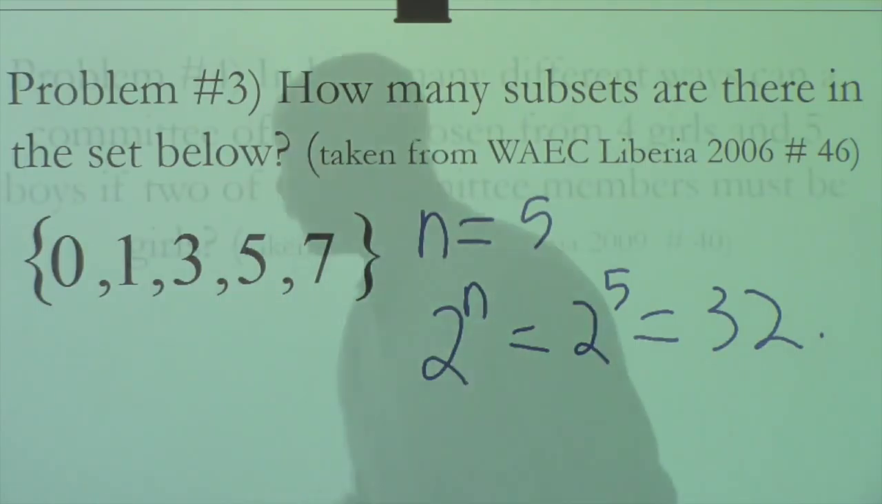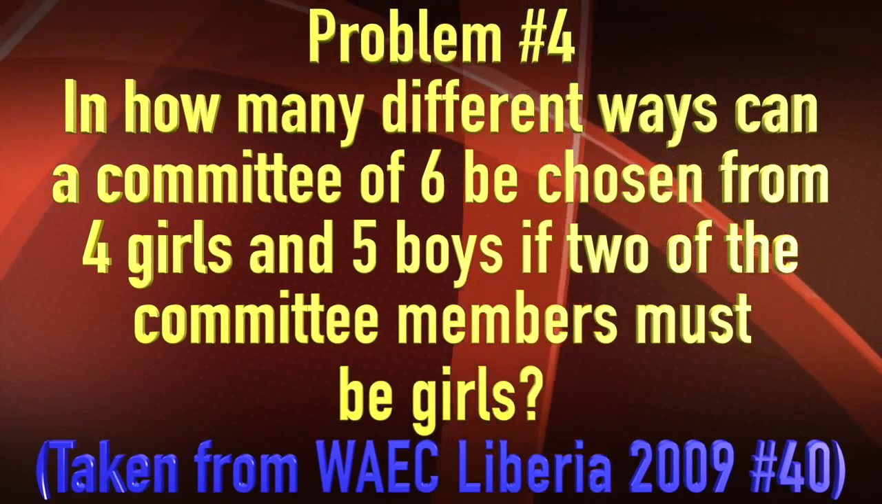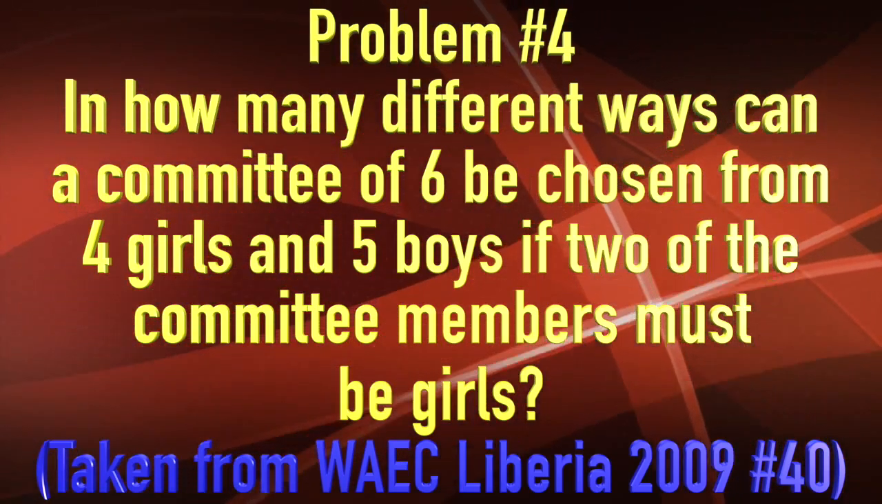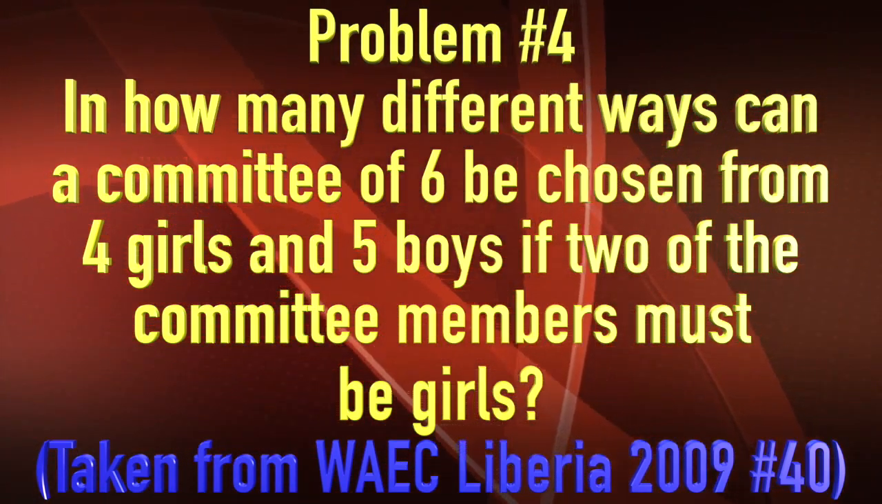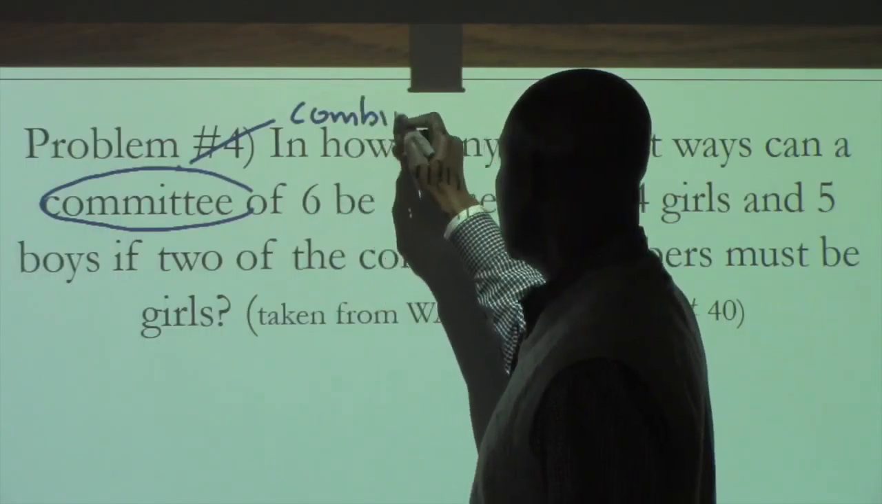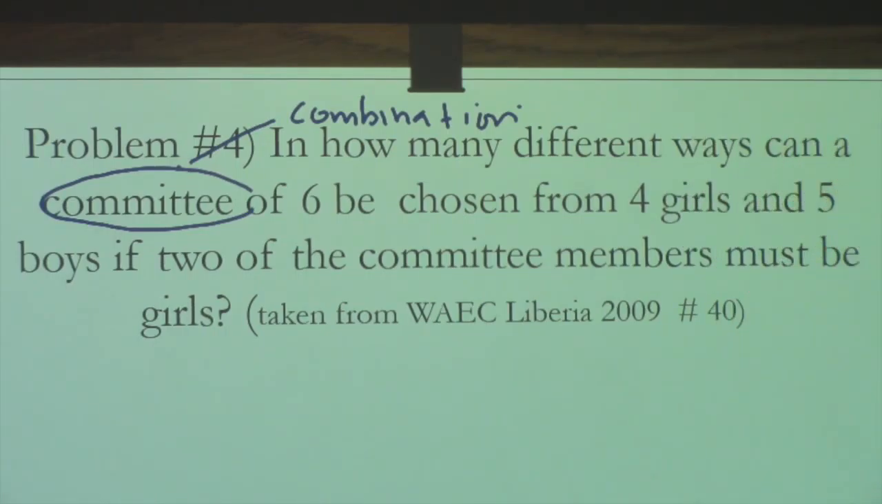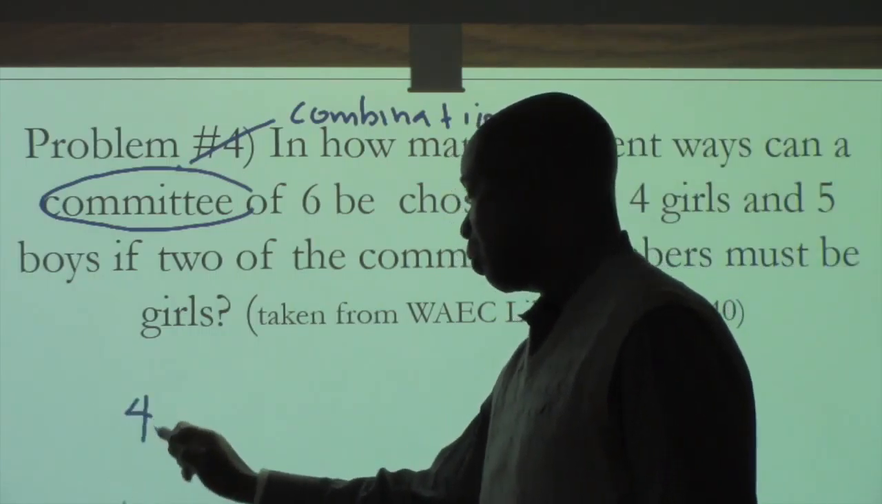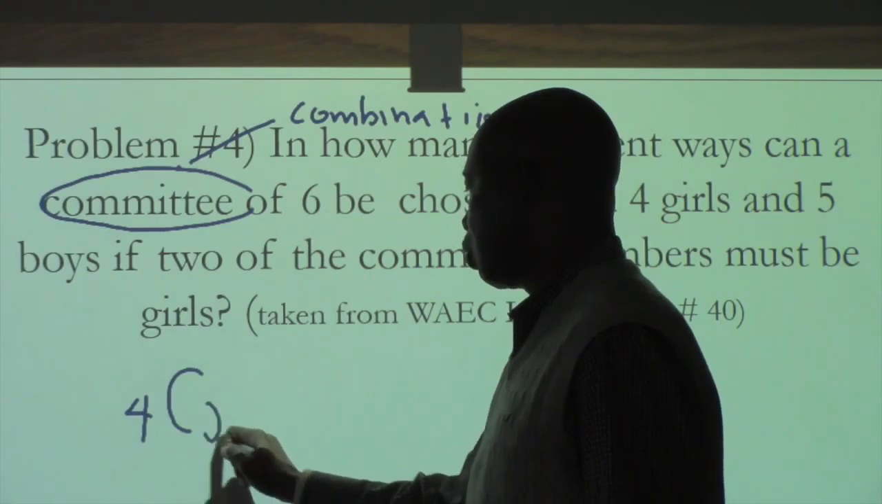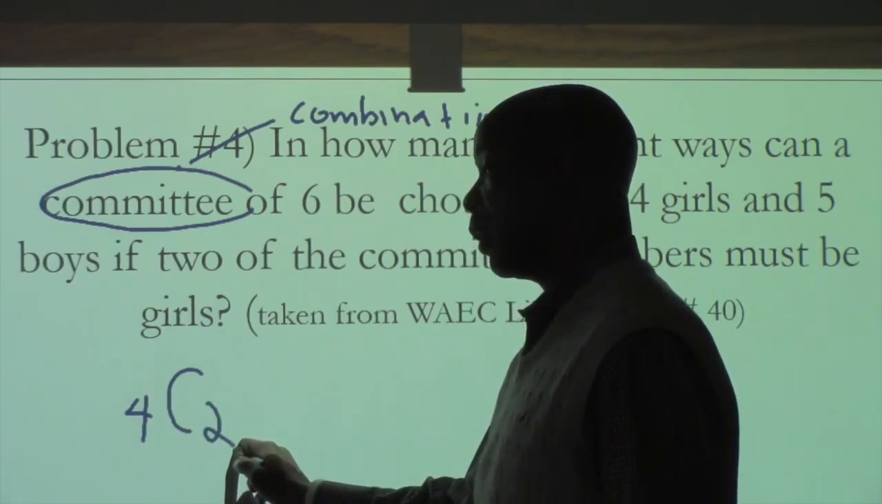So the number of possible subsets here will be what? 32. Okay. So it says here, in how many different ways can a committee of 6? Now, usually when you talk about committee, think about combination, not permutation. Because in a committee, the arrangement is insignificant. So, you're forming a committee of what? 6. Alright? Now, how is this committee going to be formed? Choosing from 4 girls, and 5 boys. If 2 of the committee members must be girls, so the first 2 slots are given to girls, so you say 4C what? 2.